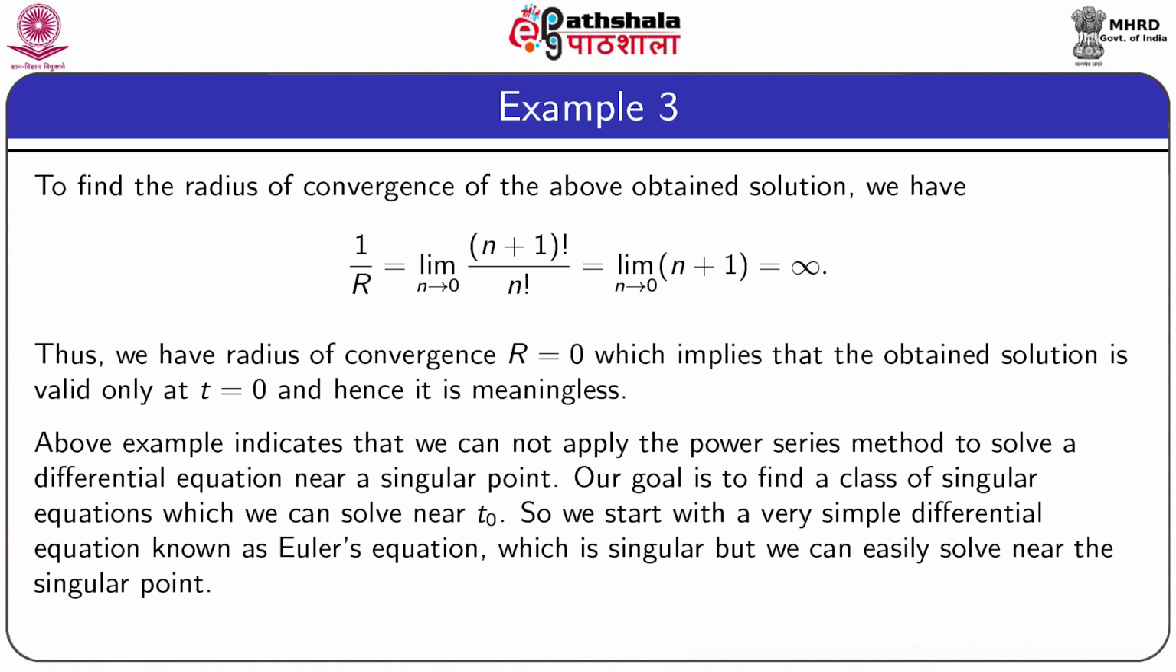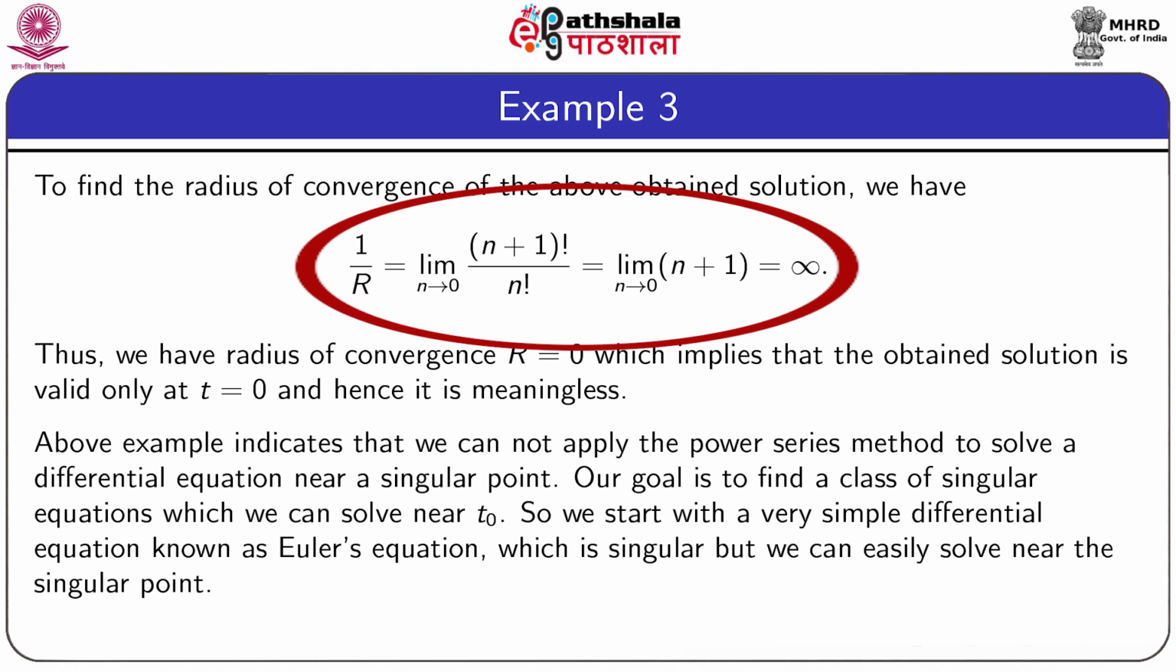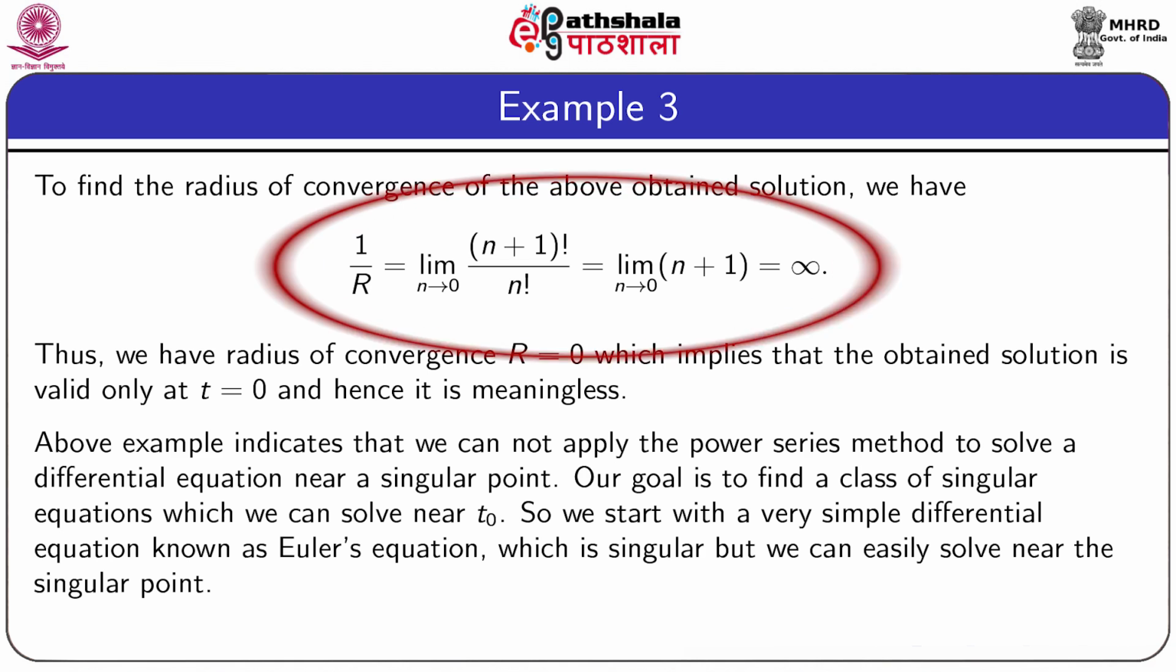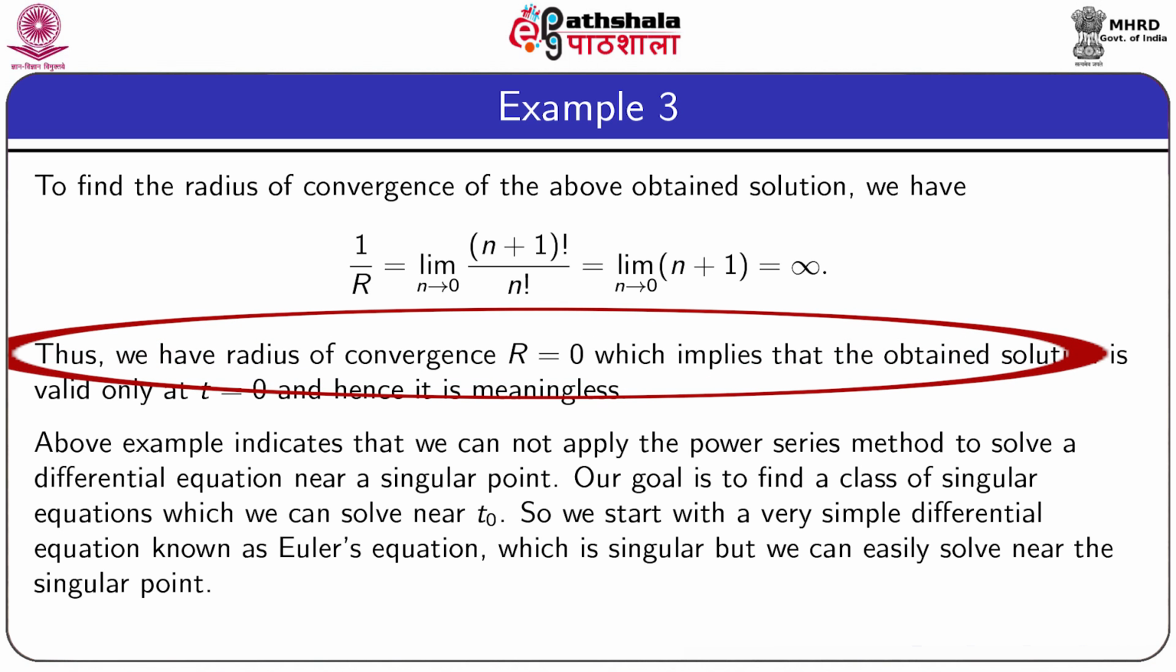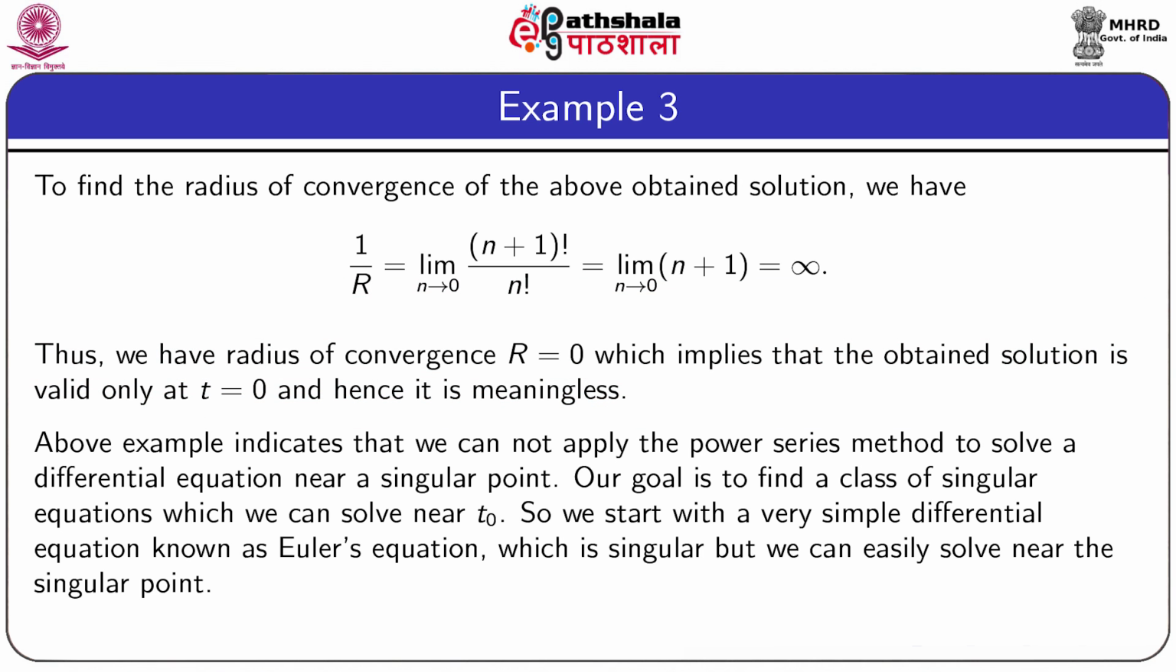To find the radius of convergence of the solution, we will have 1/R equal to the limit as n tends to infinity of (n + 1)!/n!, which is infinite. Thus, we have the radius of convergence R = 0, which implies that the obtained solution is valid only at t = 0, and hence it is meaningless.